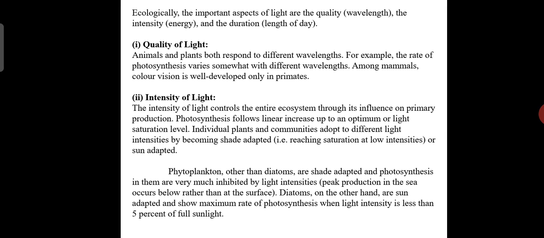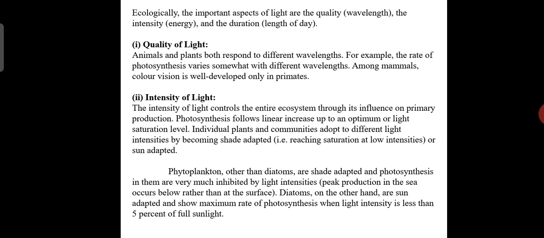So here, light, that is intensity. The intensity of light controls the entire ecosystem through its influence on primary production. Photosynthesis follows a linear increase up to an optimum or a light saturation level. So individual plants and communities adapt to different light intensities by becoming shade adapted or sun adapted.